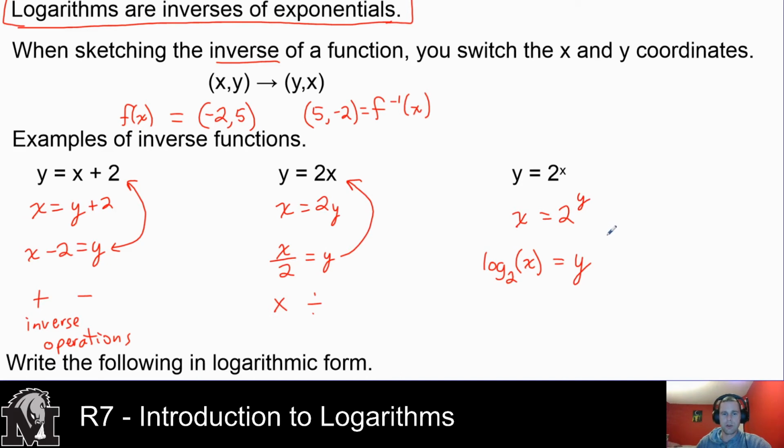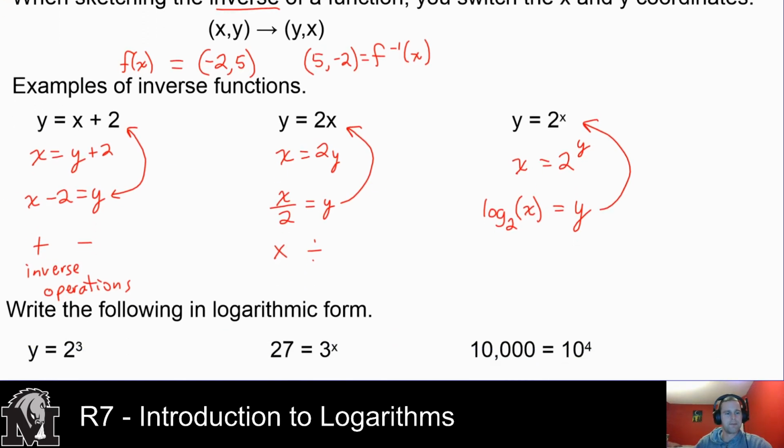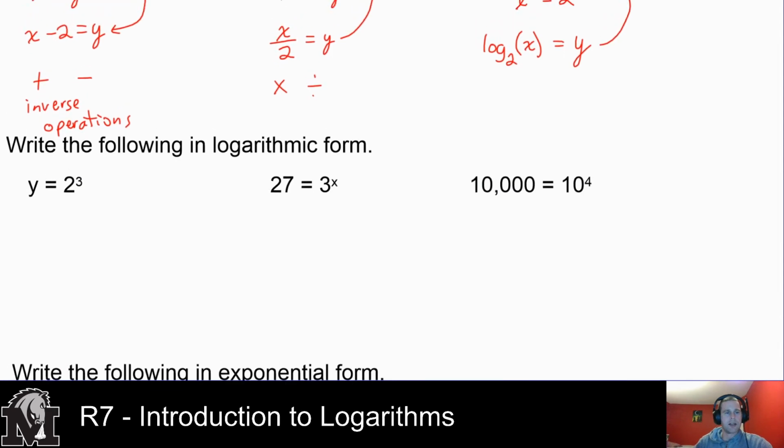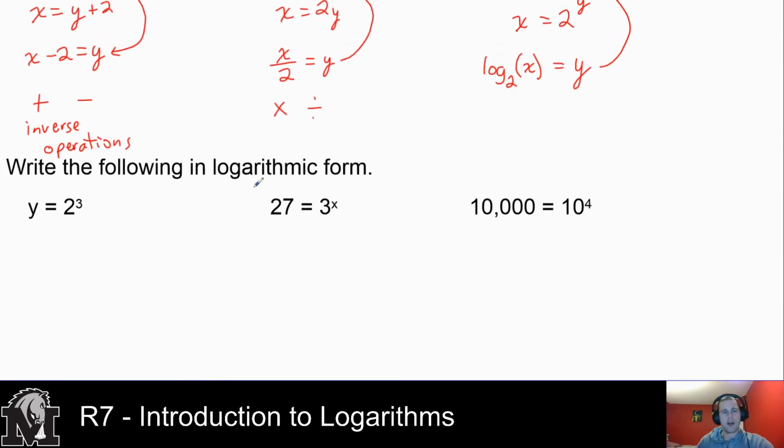So logs and exponents are inverses of each other. If you switch x and y, you'll be able to flip them and solve using our logarithm. So we're going to practice writing exponential equations in logarithmic form.